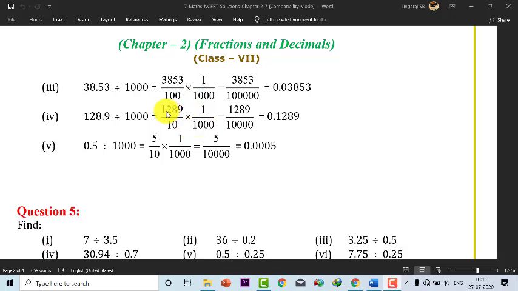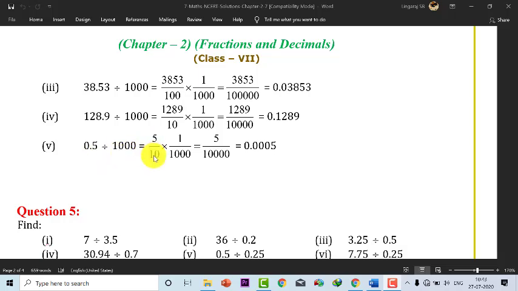So we multiply numerator to numerator and denominator to denominator. 1289 into 1 is 1289, and 10 into 1000 is 10,000. So if you divide this numerator by the denominator, you'll get 0.1289. In short form, we write by seeing the denominator, after 1 how many zeros there are. There are 4 zeros, so we wrote here after the point 4 digits. So the fifth question, 0.5 divided by 1000.